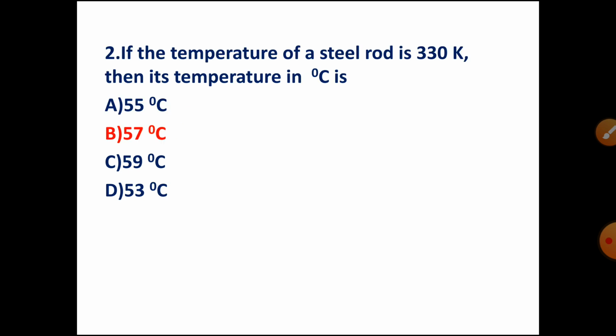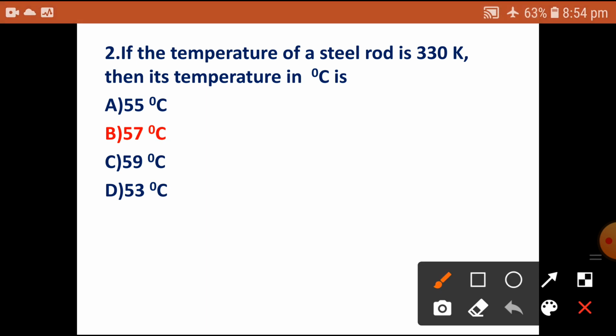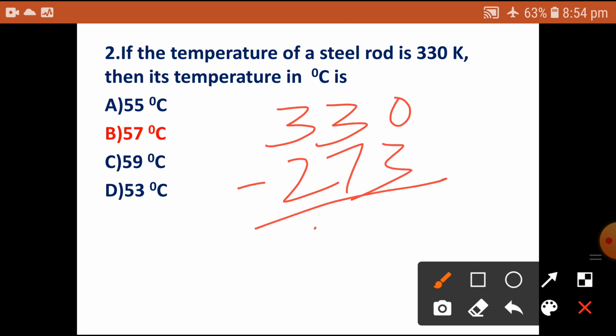If the temperature of a steel rod is 330 Kelvin, then its temperature in degree centigrade. Already we discussed how to convert Kelvin to degree centigrade. We have to subtract 330 minus 273, then we shall get 57 degrees centigrade. To convert Kelvin into degree centigrade, we have to subtract 273 from the temperature given in the Kelvin scale.